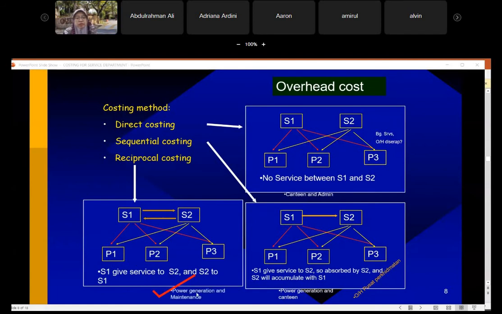For example, power generation and maintenance. The maintenance department also has a dependency with S1, and S1 to S2. So you can see the arrow. S1 gives service to S2, S2 gives service to S1. This we call reciprocal, meaning two-way, or they depend on each other. Okay, so we will highlight this part. If you can understand this, the others you can understand very well. We look at this one, the reciprocal.